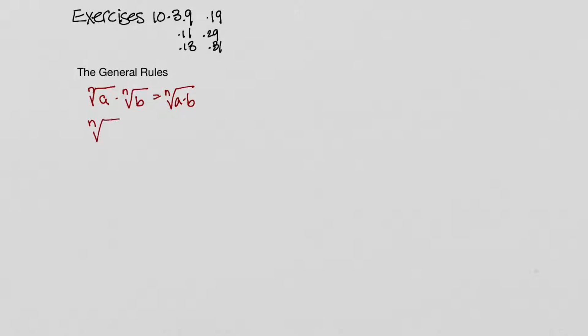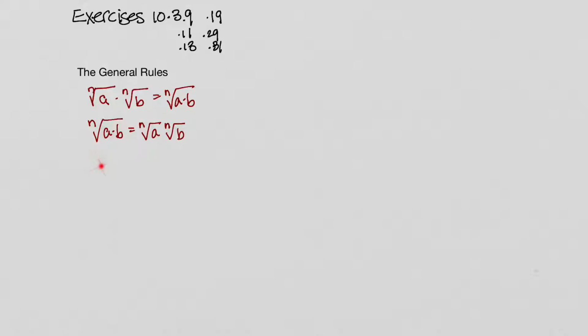If we have the nth root of some product, a times b, we can break that up into the nth root of a times the nth root of b. So all we're doing here is that if we have a multiplication, we can multiply under the radicals. If we have a radical of a product, we can break that radical into two separate factors. And this also works for division.